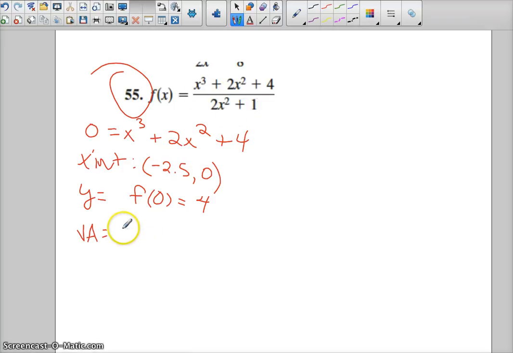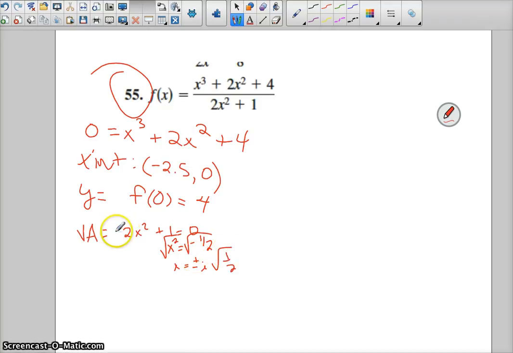If I set this denominator equal to 0 and solve for x squared, I eventually get to the point where x squared equals negative 1/2. And if we take the square root of both sides, we come out with x equals i times the square root of 1/2. This tells me that any vertical asymptotes would be imaginary. Therefore, we do not have any vertical asymptotes, so there are none in this case.